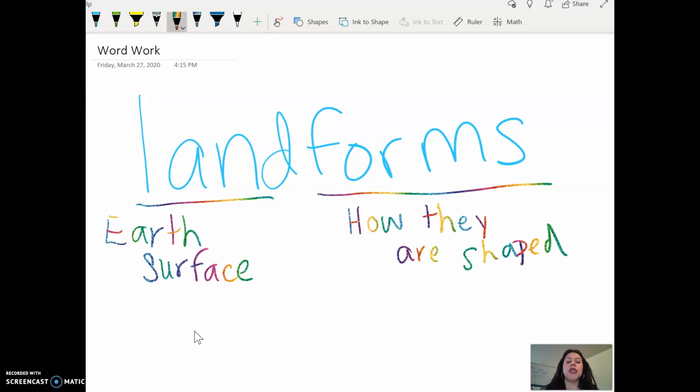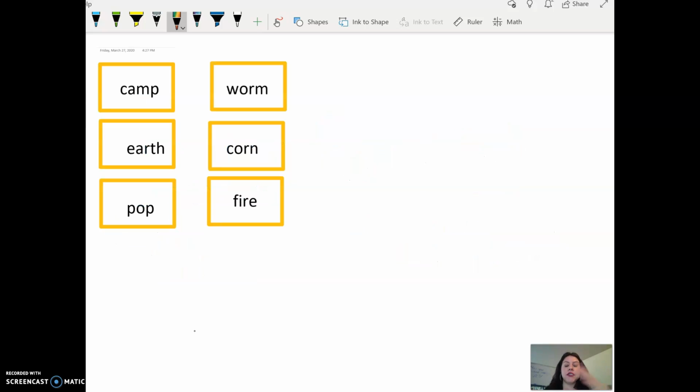Okay, so we're going to take this information of compound words and we are going to work together to try to come up with some new words. So here I have 6 words. These words can be combined to create new words, but I need to make sure that I combine the correct words, because if I combine the wrong words, I'm not going to have a word that's real. I'm going to have a fake word. I want real words. So here I'm going to read all of my words. I have camp, worm, earth, corn, pop, and fire.